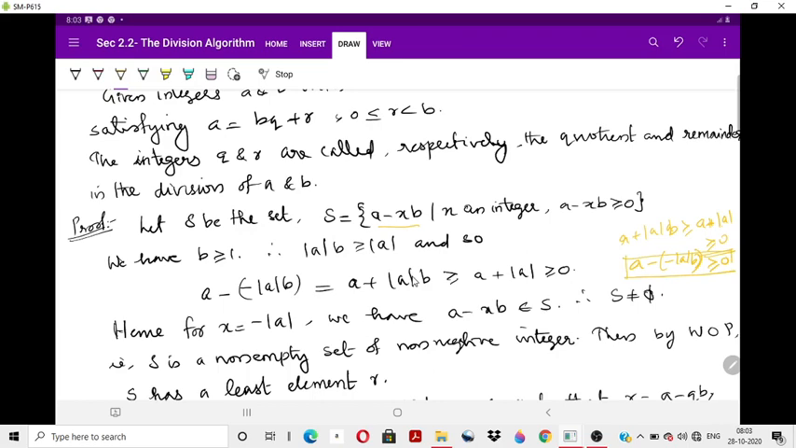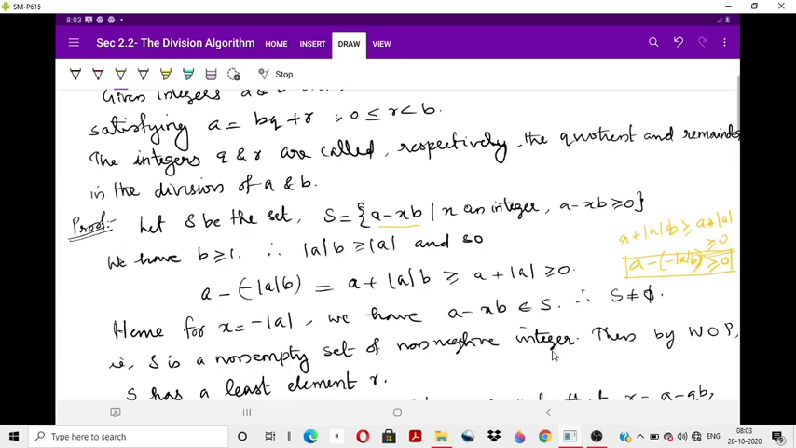Now consider this element a + |a|b, which is an element of the form a - xb where x is equal to -|a|. So we can say that this element a + |a|b belongs to S. So S is non-empty and S is a set of non-negative integers. In total, S is a non-empty set of non-negative integers, so by the well ordering principle we can say that S has a least element.